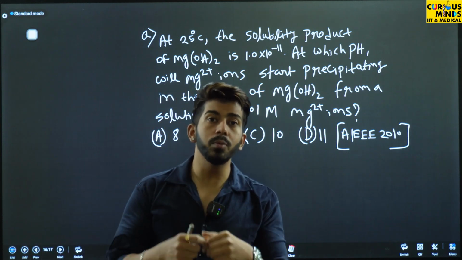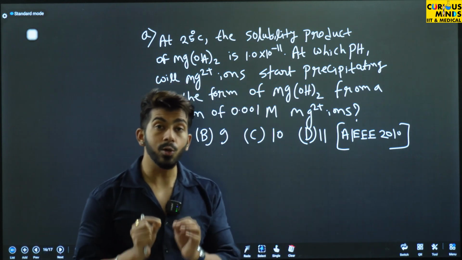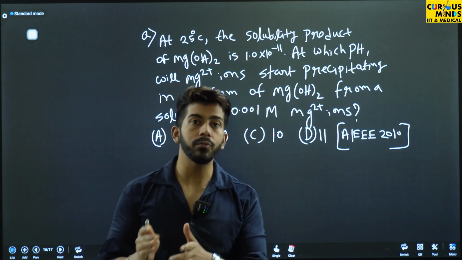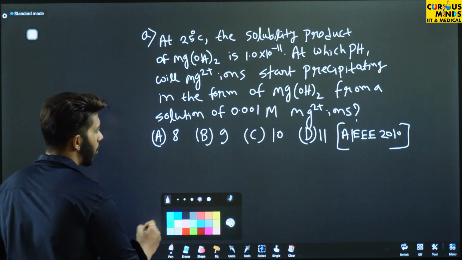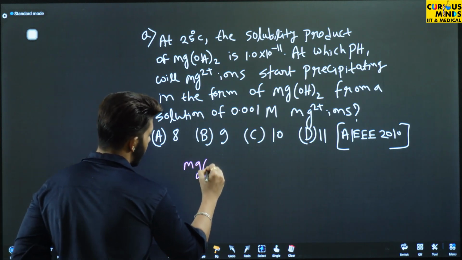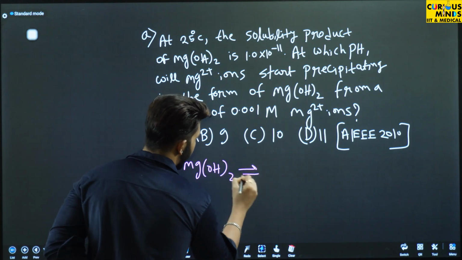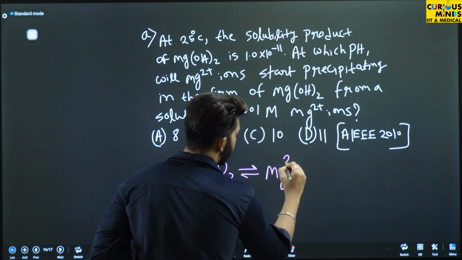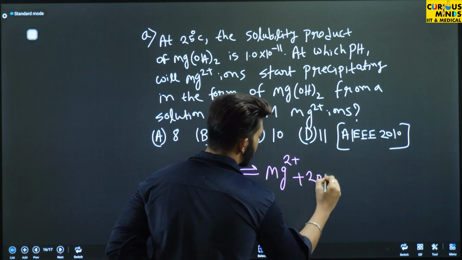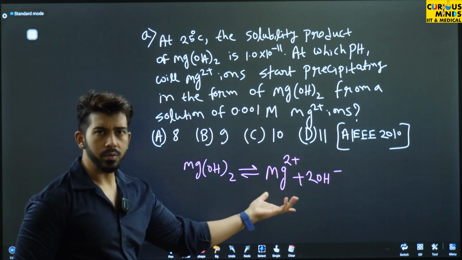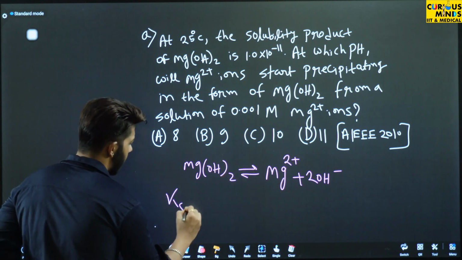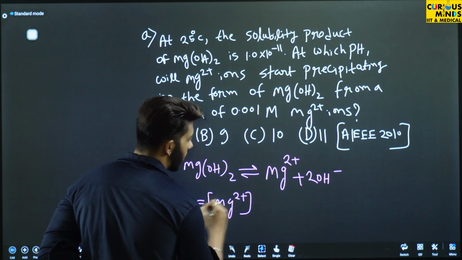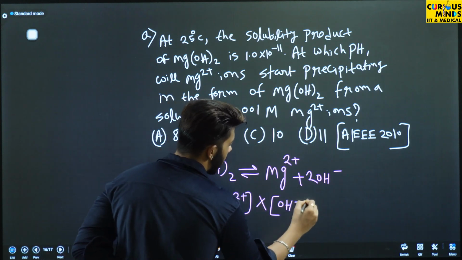Whenever you see any solubility product question, the very first task of yours is to write down or break down the compound into different ionic forms. As for example, what is the compound given? Magnesium hydroxide. As soon as you see this compound, you have to just break it down. So if I break it down into different ions, it will become magnesium 2 plus and 2 OH minus. These will be the ions, right? Now what is solubility product? It's Ksp. Solubility product is nothing but the concentration of cations at equilibrium into the concentration of anions at equilibrium.